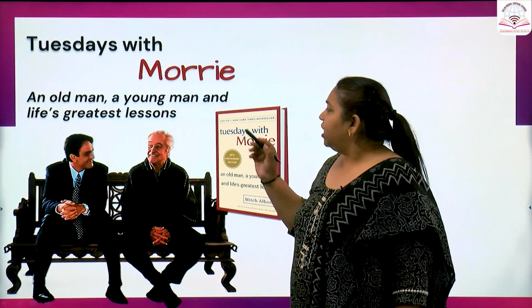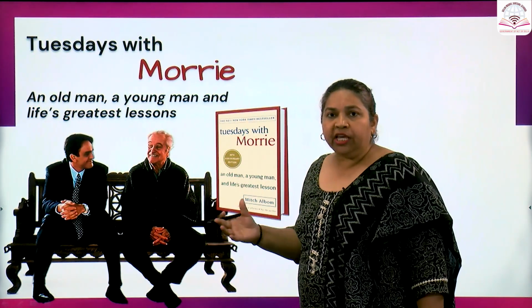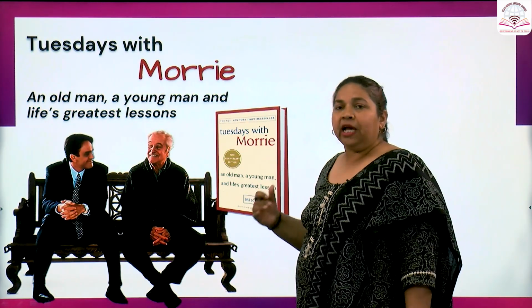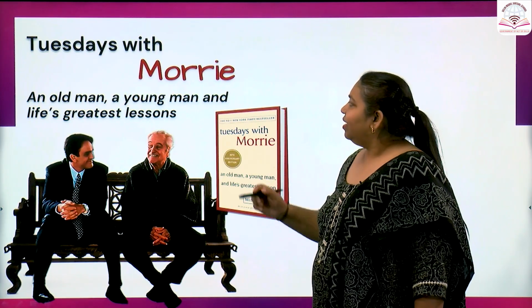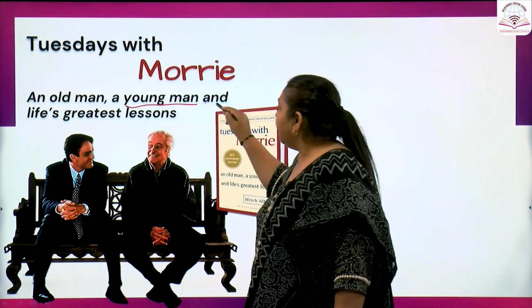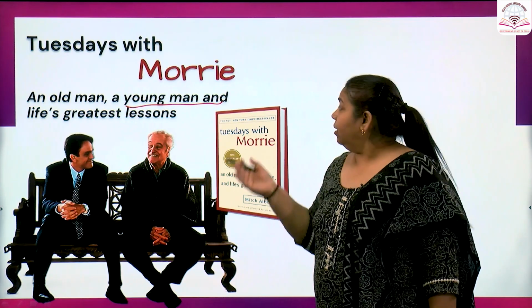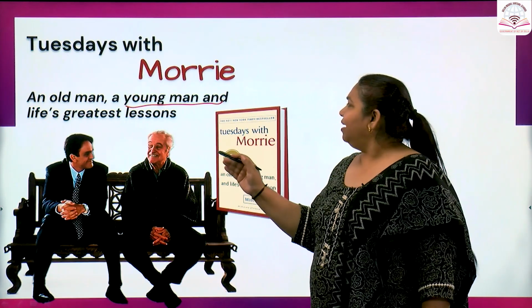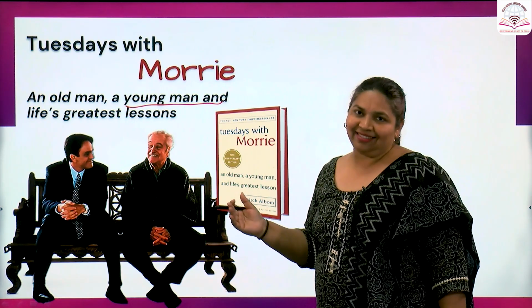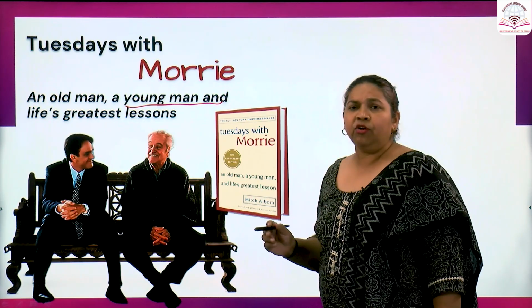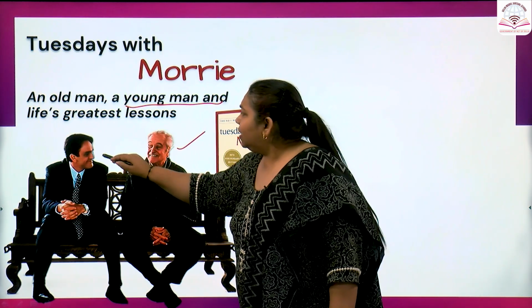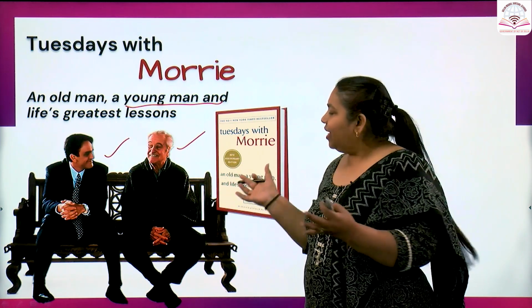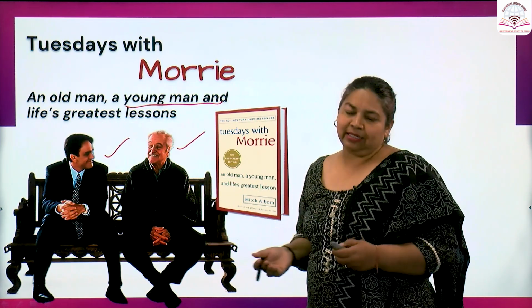And now we shall see what work we are going to pick up today. That is Tuesdays with Morrie. The phrase given is an old man, a young man, and life's greatest lessons. As we can see from the picture itself, this is the old man, this is the young man, and they are sharing the life lessons.